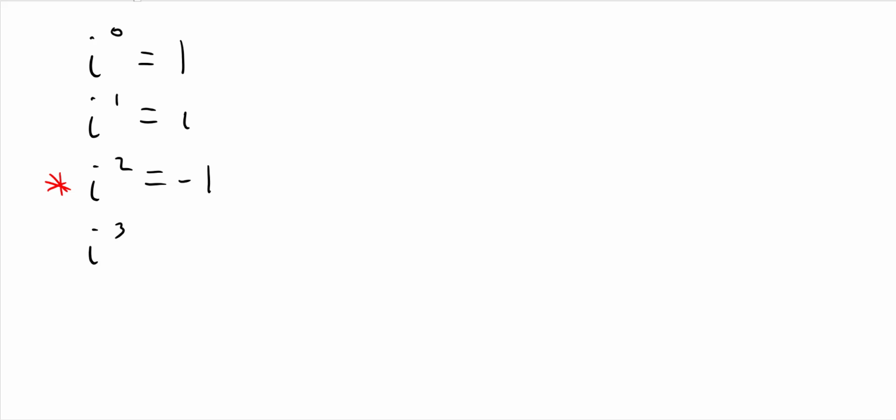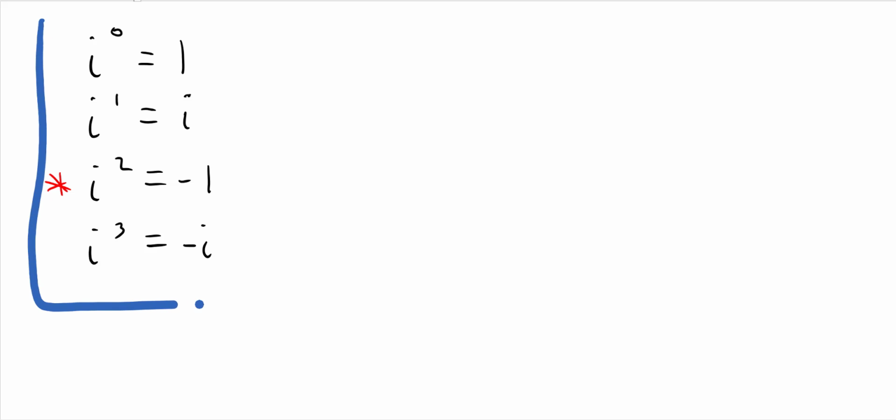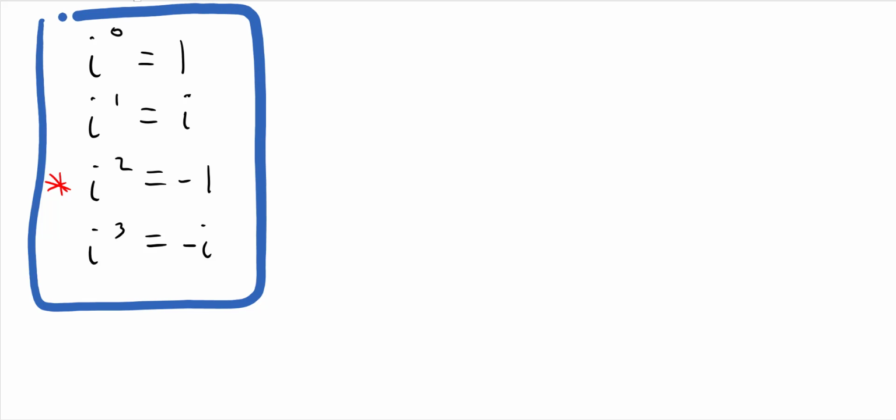Okay? And then i to the third power, think about it. If I multiply i to the first times i to the second, isn't that i to the third? So if I multiply i times -1, that's going to be -i. Okay? So math fans, this should be really pretty key in your notes. Okay? All right, so how are we going to deal with this now? You have i to the 0, 1, 2, 3.